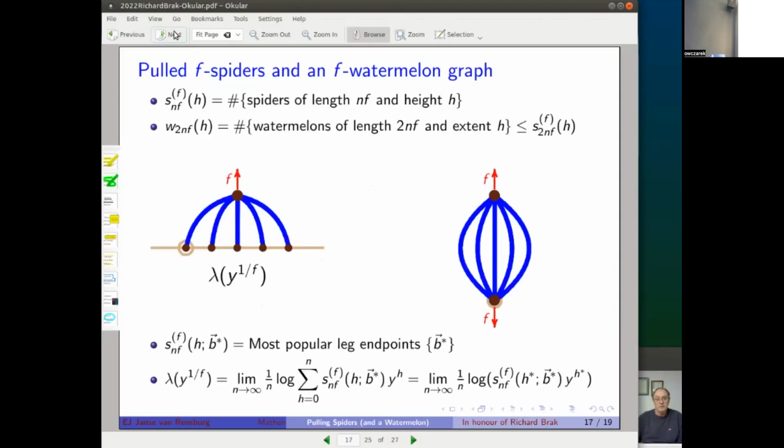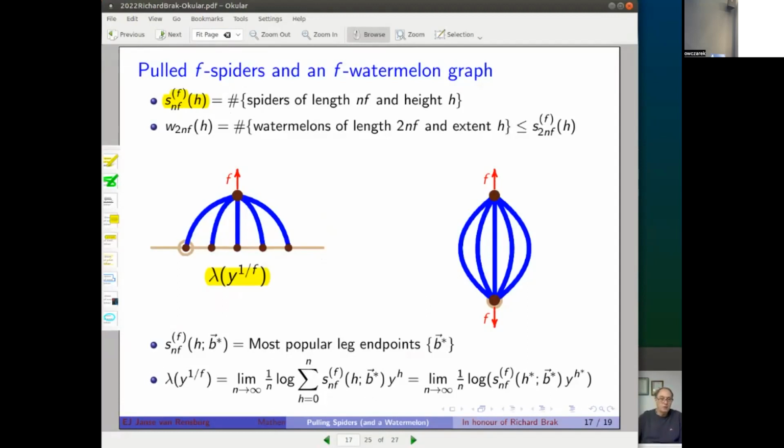Now, just to conclude the talk very quickly, I want to expand what I have for spiders into the watermelon model. So what we're going to define is only pulled spiders. This is the number of spiders of length nf and height h. This is one of these spiders here, and there's no adsorption, right? And so its free energy is lambda y to the 1 over f.